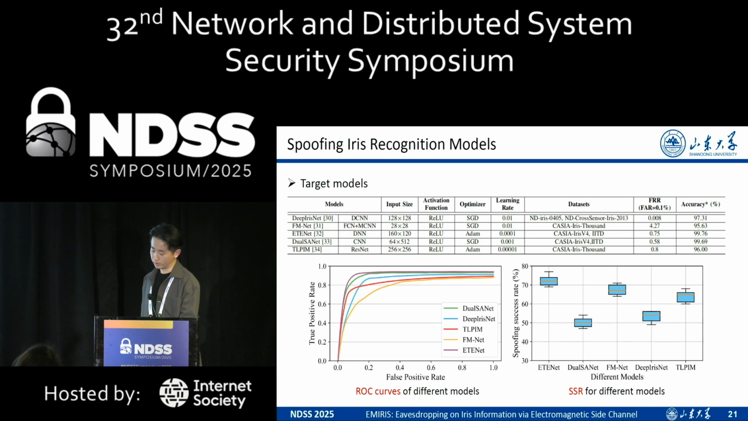In this section, we test whether our reconstructed iris can bypass iris recognition models. We evaluate 5 different iris recognition models with varying architectures, and we train them by ourselves. The results are shown here. On the left, we have the ROC curves for different models to show their performance, and on the right, we show the spoofing success rate. We can see that EMIRIS can effectively spoof different iris recognition models.